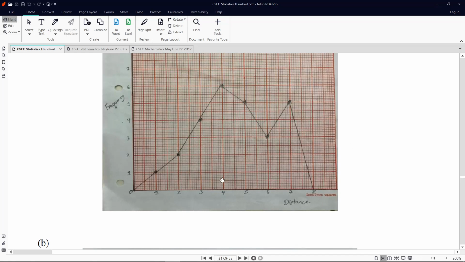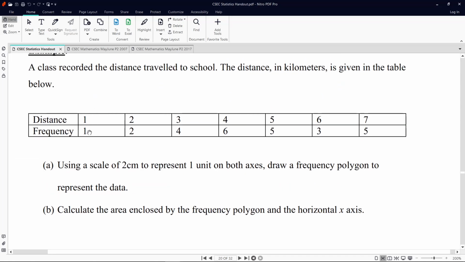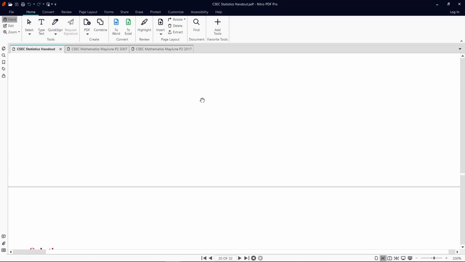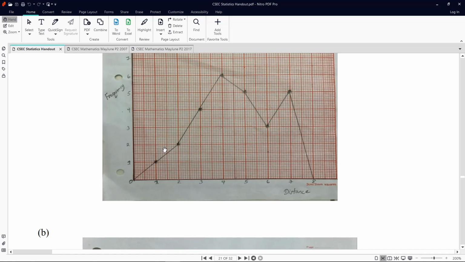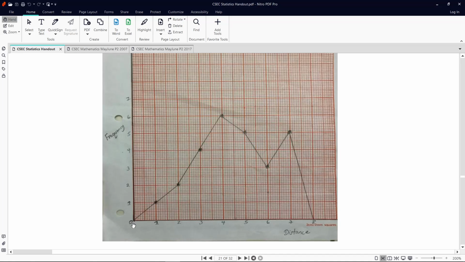Alright, so now for ungrouped data, what we're doing is simply plotting the points as given in the table. The first point is (1, 1), then (2, 2), (3, 4), and so on. So you see here we have (1, 1), (2, 2), (3, 4), (4, 6), (5, 5), (6, 3), (7, 5), and where you see the points highlighted, those are the points from the table. But based on the instructions for a frequency polygon, we have to connect it to our x-axis to enclose the figure with the x-axis.